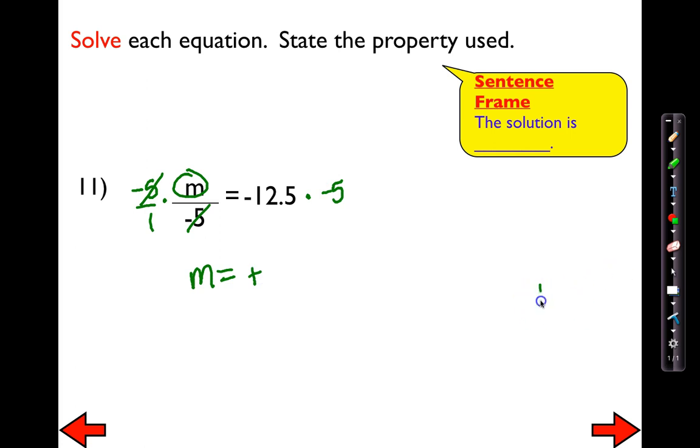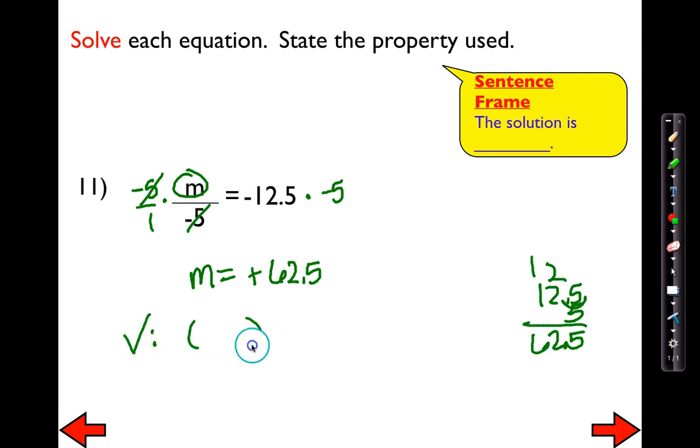We're going to do some side work. 12.5 times 5, that's 25, carry the 2. 2 times 5 is 10, plus 2 is 12, carry the 1. 1 times 5 is 5, plus 1 is 6, move the decimal over 1 spot. So we're going to go ahead and claim that m equals 62.5. But, as always, let's check our work.